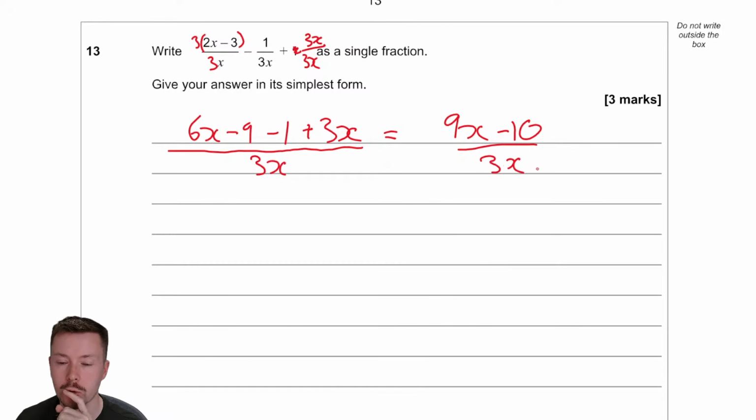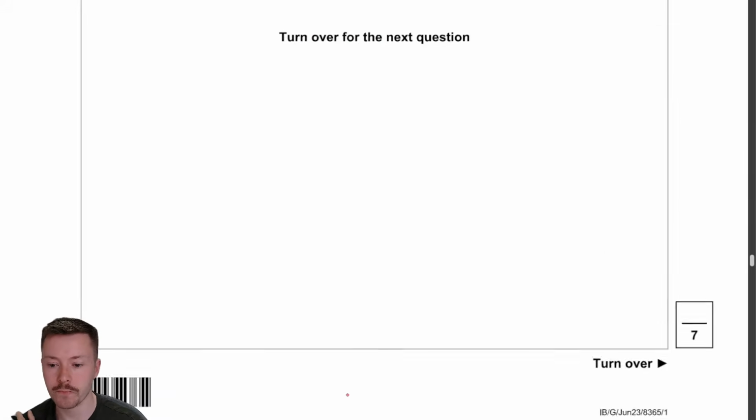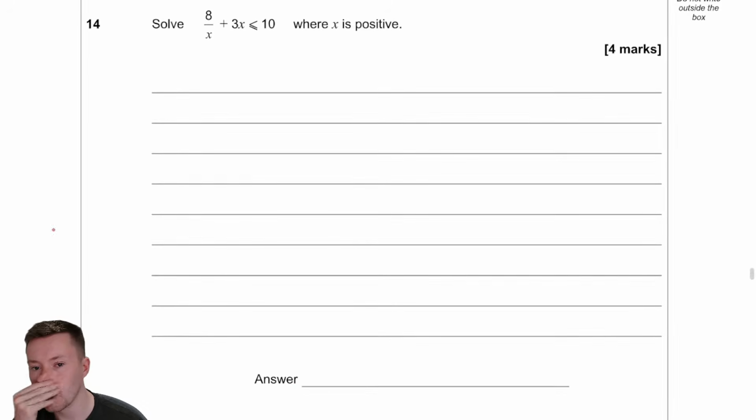Now let me just make sure I've done that right, because I was hoping that would simplify, but maybe it won't. 3 times minus 3 is minus 9. Minus 9 minus 1 is minus 10. So, yeah, that's it. 9x minus 10 over 3x. I don't think there is a simpler way of writing that. Okay, moving on to the next question. That was a quick one.